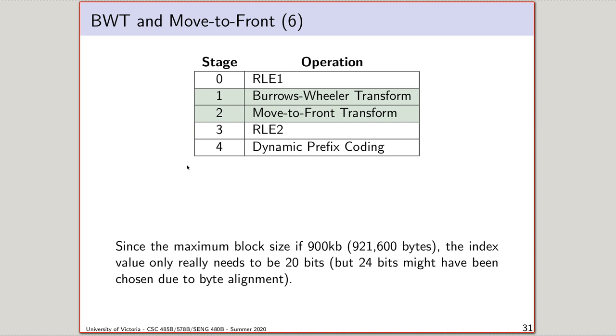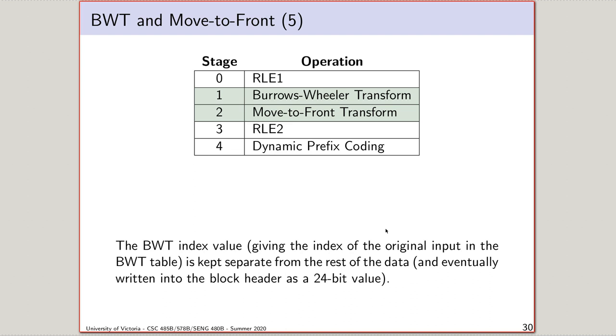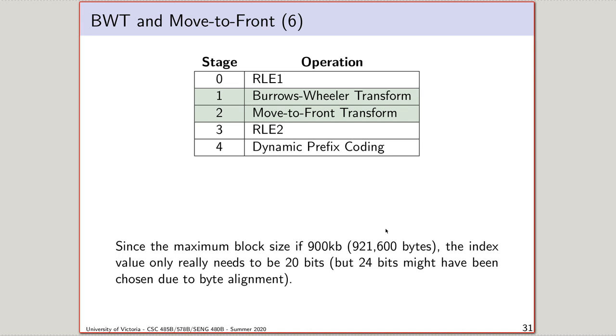If you think about it, the maximum block size is 900K, which means that index only has to be a value big enough to refer to any of these 921,000 bytes. That can be done in 20 bits. I do not need 24 bits for that. And yet, for some reason, I store the block header in 24 bits. I just throw away 4 bits. Maybe that was chosen because 24 bits is 3 bytes, so I can get some byte alignment. That's convenient, but I'm wasting 4 bits every time I compress a file for all of eternity with BZip2 now. And that's one of the first of these infuriating observations. BZip2 gets great compression despite not even trying in some cases, just throwing away bits for the sake of convenience like byte alignment.